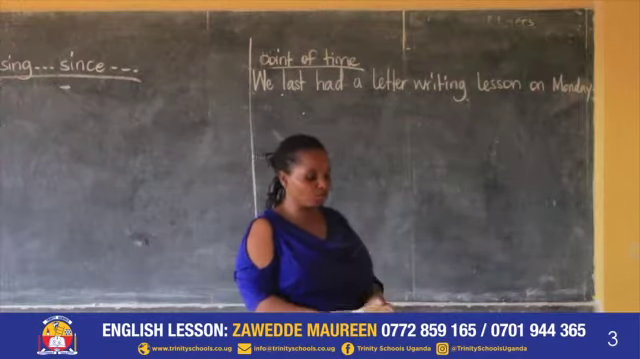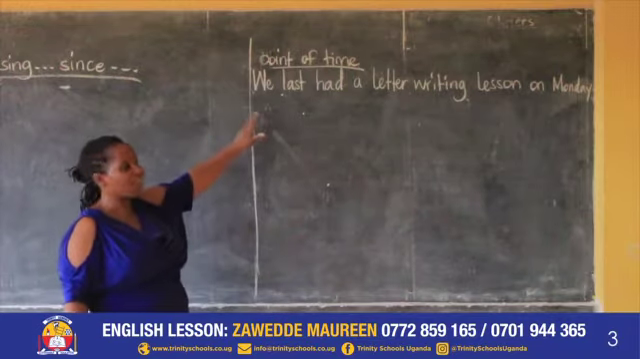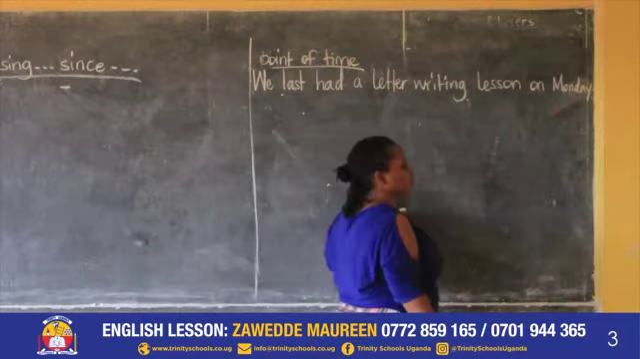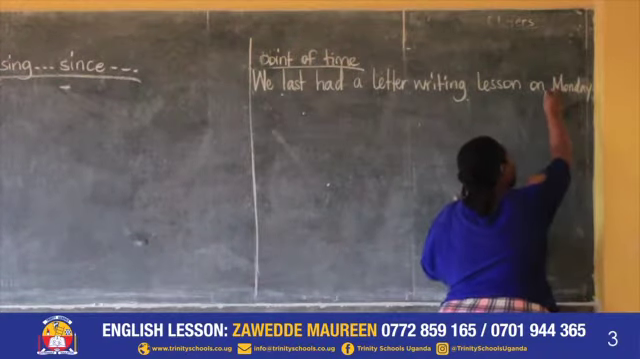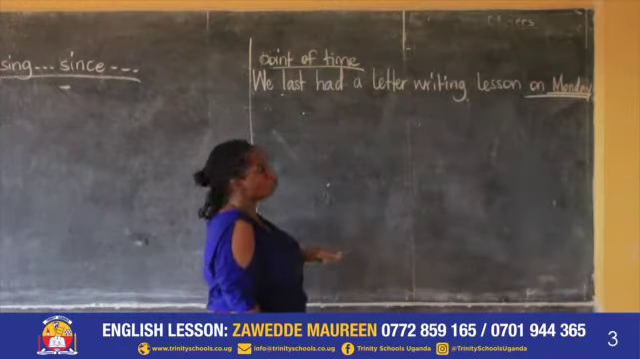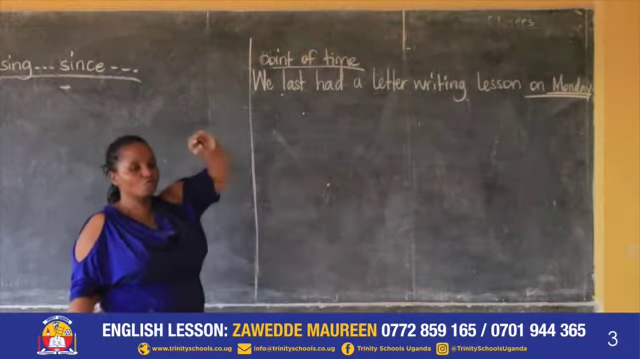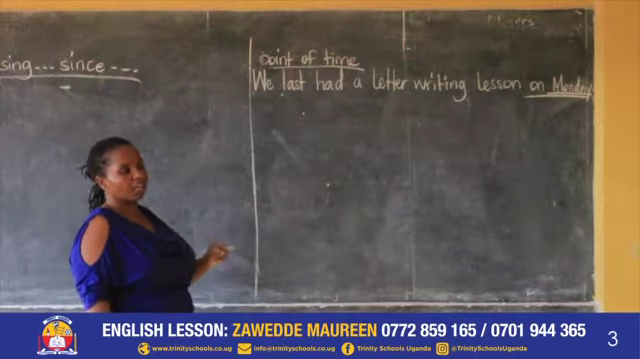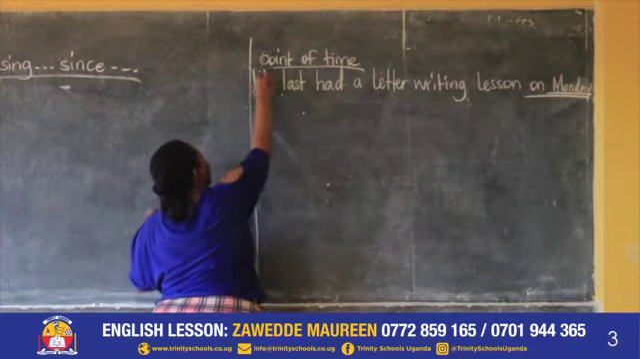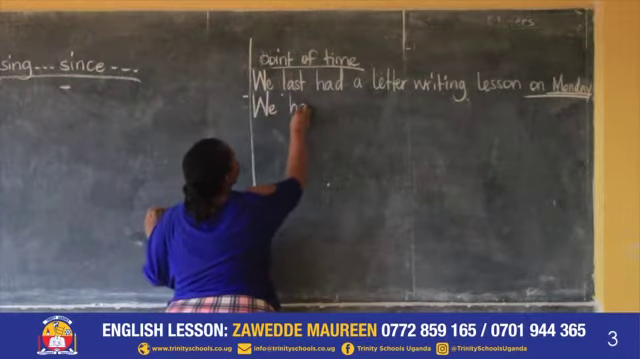Rewrite this sentence using since. I have explained to you the meaning of this sentence. Supposing today is Friday, today is Wednesday, but the setter is saying you last had this lesson, such a lesson, on Monday. Point of time is Monday. Now he says rewrite using since in the sense of point of time. We are now going to bring in a negative here and say we have not.